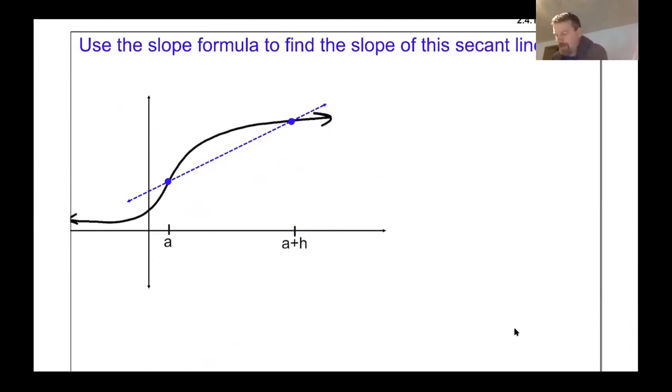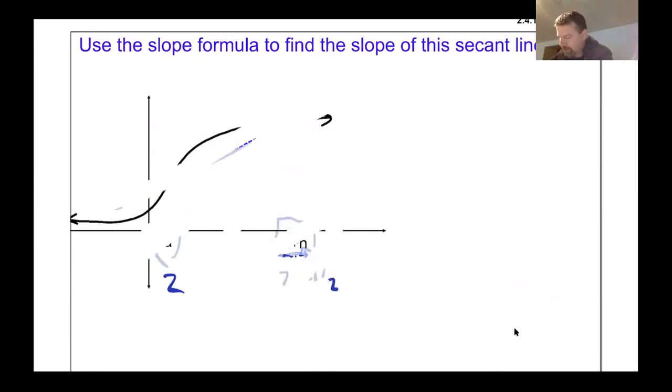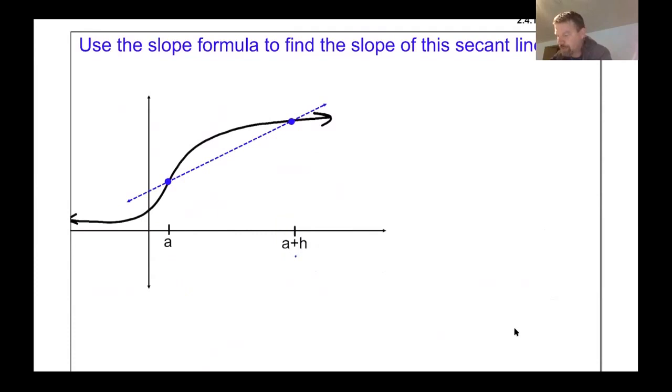So I can find the slope of this secant line using just my slope formula. I'm going to start at x equals a, and then I'm going to pick a point a little bit further than a, a plus some h. So if a was 2, this might be 2 plus 1, which would be 3, or 2 plus 1/2, which would be 2.5. So I'm just going to find the general formula for the slope of that line.